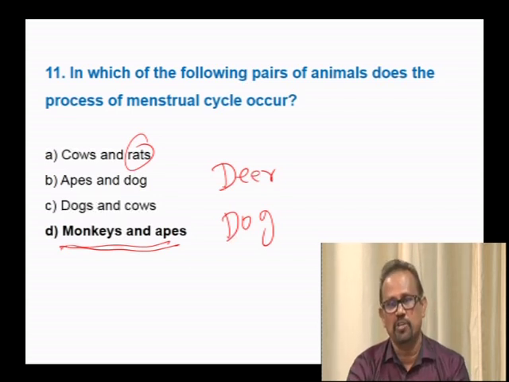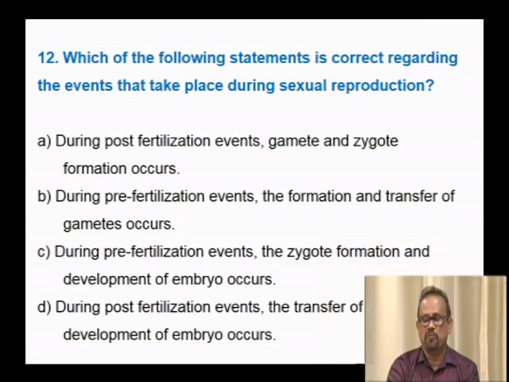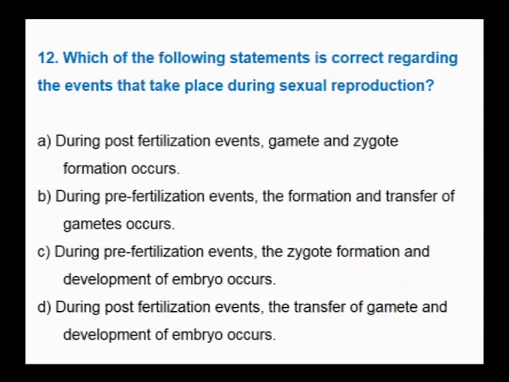We will move on to the next question. Which of the following statements is correct regarding the events that take place during sexual reproduction? As you know, the events of sexual reproduction can be classified into pre-fertilization events, fertilization events and post-fertilization events. Pre-fertilization events include gamete formation and gamete transfer. Fertilization events include the formation of the zygote during external and internal fertilization. Post-fertilization events include zygote development and embryogenesis.